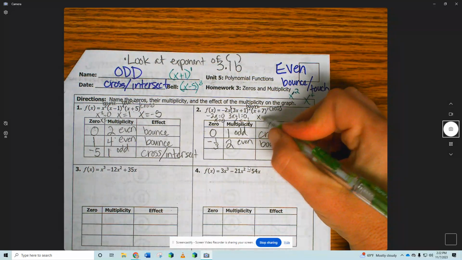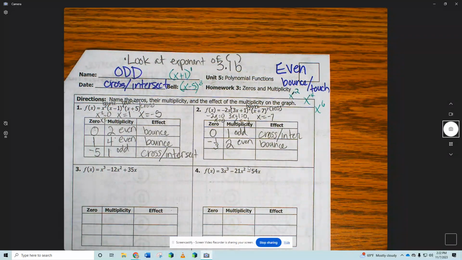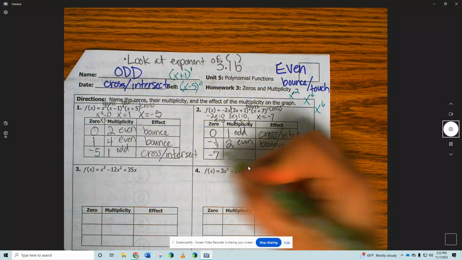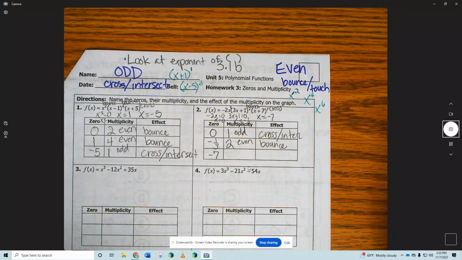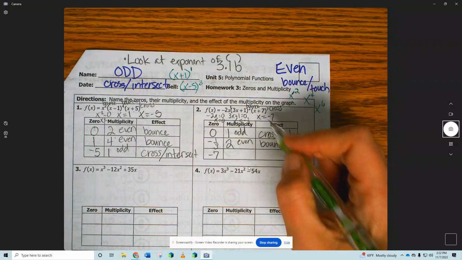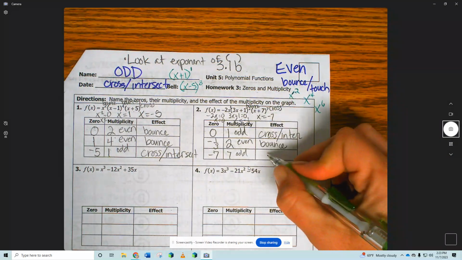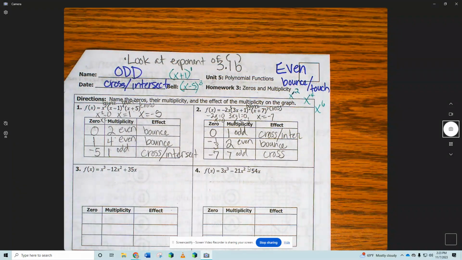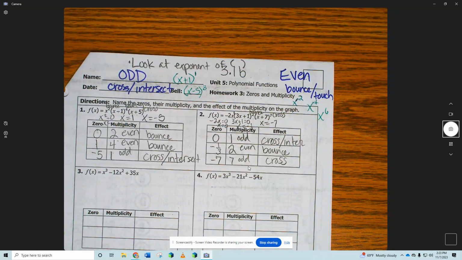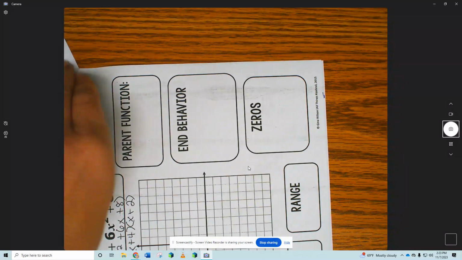This last one, x equals negative 7. This 0 is negative 7. The multiplicity is 7. That's odd. Odds cross. Okay. So the reason this matters is because I'm going to give you some factored problems on the next page. Turn the page.